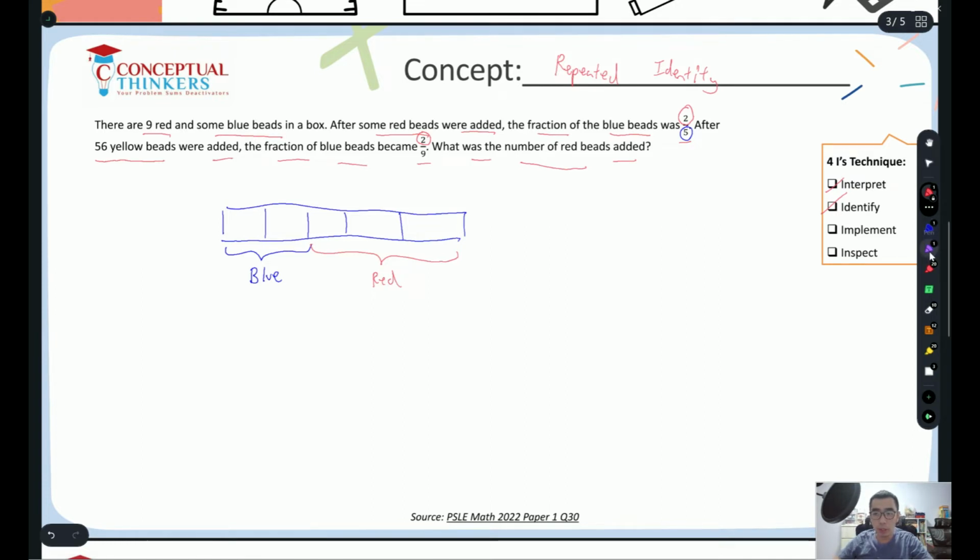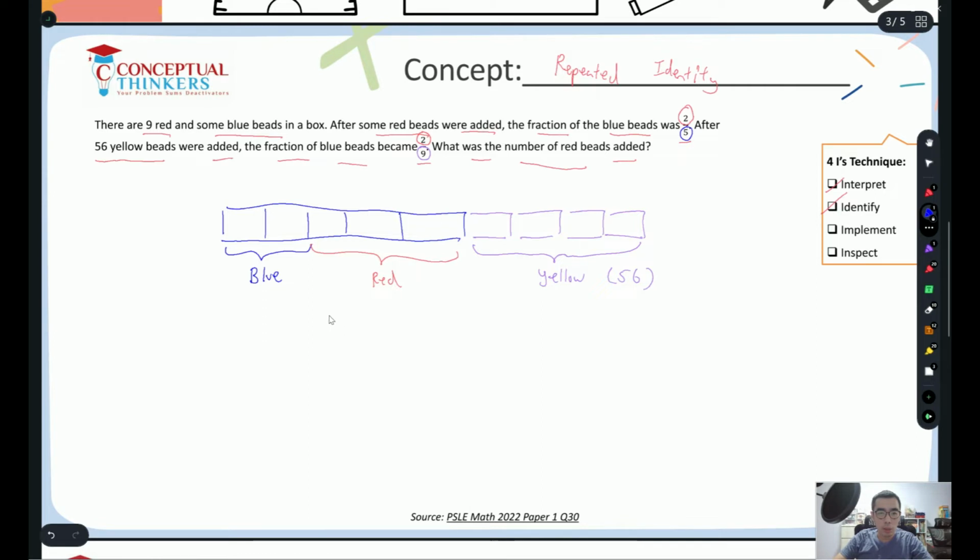Now the next thing that we know is for the yellow bits, right, when we have 56 yellow bits added, now the fraction of the blue bits became 2 over 9. Now you notice that it's still 2 units, so nothing changed to blue, but you notice that the denominator changed to 9. Now currently we have only 5, so what I do is I'm going to add another 4 more. Okay, so this means that it has to be yellow, right? So this yellow will be 56.